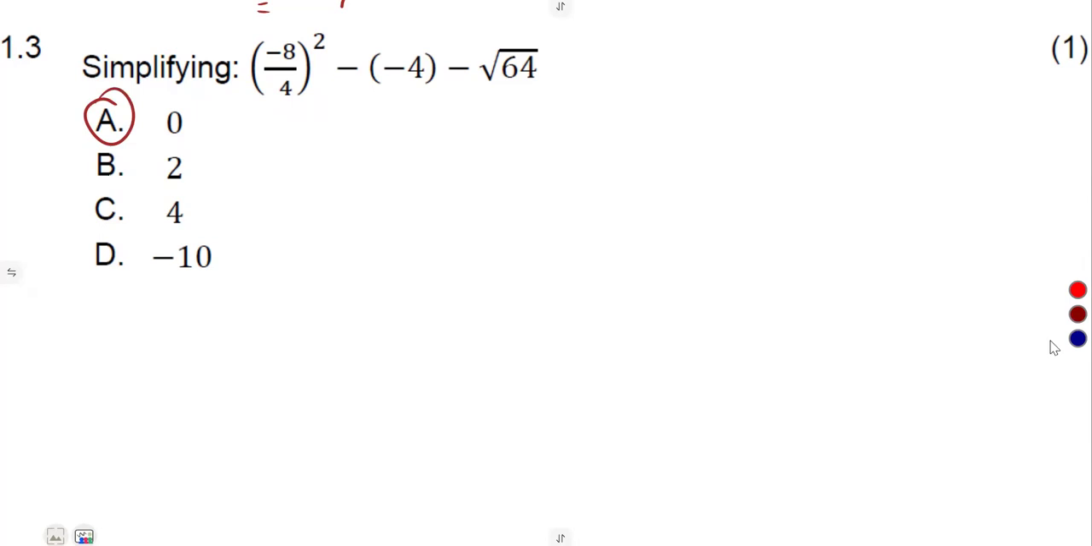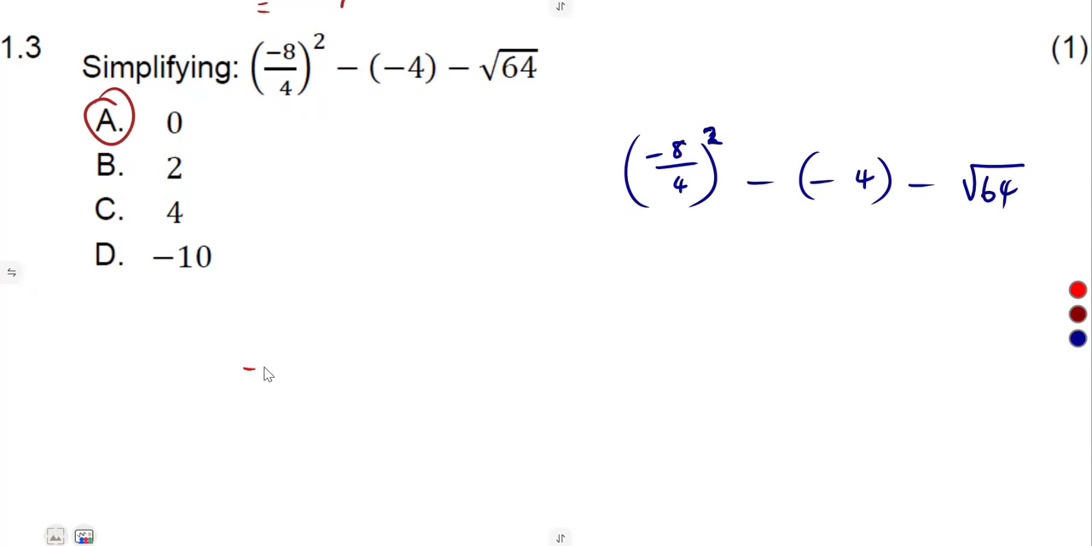We could have simplified it without a calculator. How is that possible? Minus 8 over 4 squared. Then we have minus 4 minus the square root of 64. So a square of a negative: when a negative number is being raised to an even exponent, remember it changes to be a positive. So the negative raised to an exponent of 2, 2 is an even number, is going to be a positive.